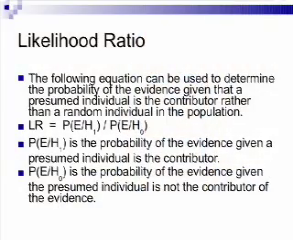When applied to forensic DNA analysis, the following equation can be used to determine the probability of the evidence given that a presumed individual is the contributor rather than a random individual in the population. The likelihood ratio equals the probability of the evidence given the prosecutor's hypothesis is correct, divided by the probability of the evidence given that the defense's hypothesis is correct. Or, it can also be stated as the probability of the evidence given a presumed individual is the contributor versus the probability of the evidence given the presumed individual is not the contributor of the evidence.